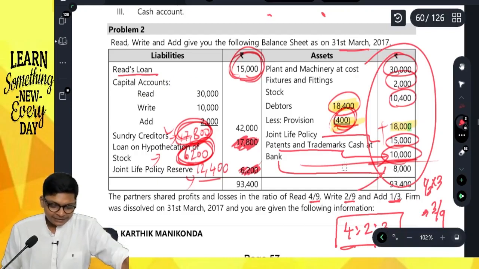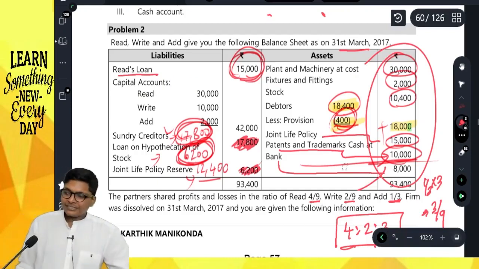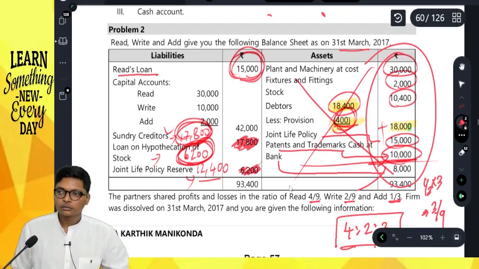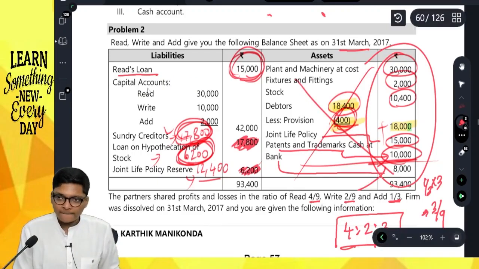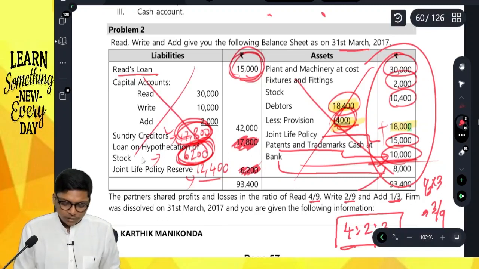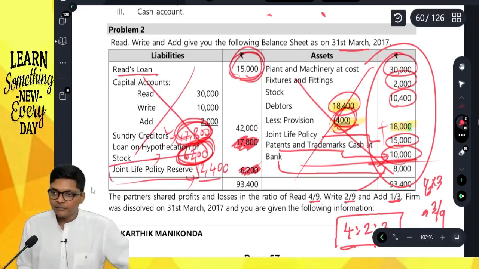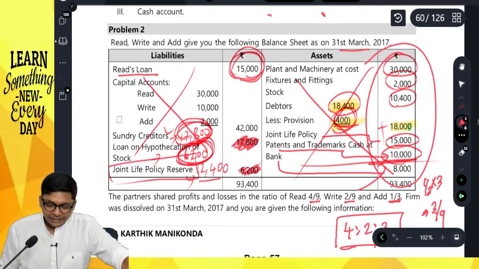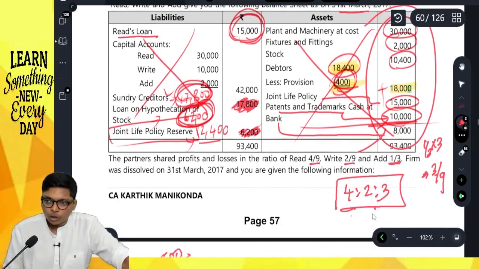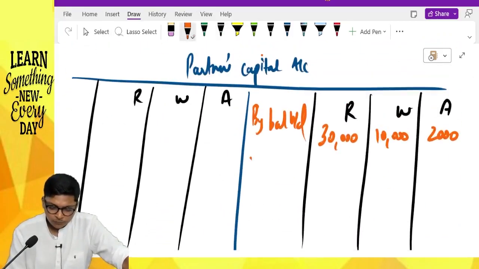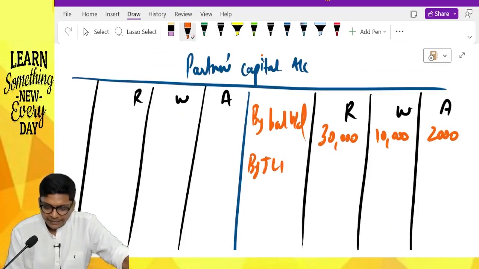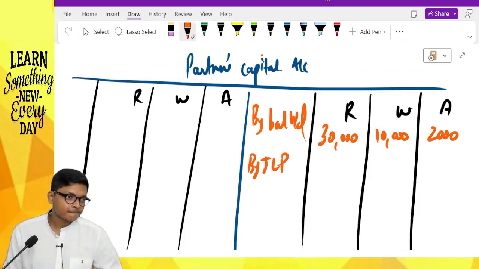Next step. What is left? Now asset side everything is closed down. Everything is closed on asset side. Liability side, everything is closed except JLP reserve 12,400 in the ratio of 4:2 for the three partners. I will write down here. By JLP reserve, how much, guys?